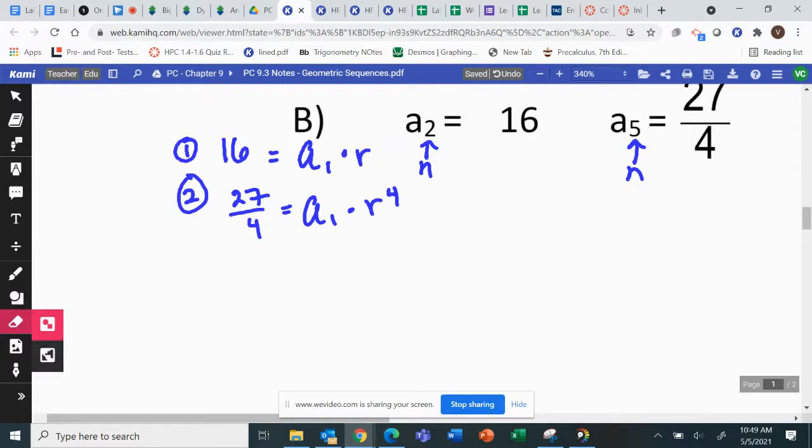Okay. So for number 1, we have a sub 1 multiplied by r to the first power. I'm not going to write the 1. And then number 2, we've got 27/4 equals a sub 1 multiplied by r to the 4th. So in the first equation, I can solve for either a sub 1 or r. It doesn't matter. The second equation, it's going to be much easier to solve for a sub 1. So I'm going to solve this by substitution.